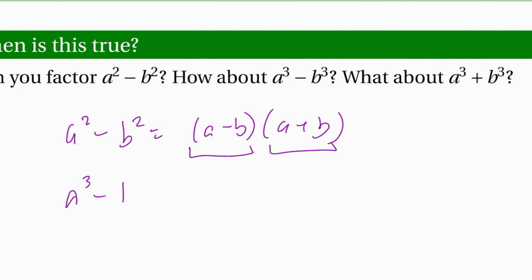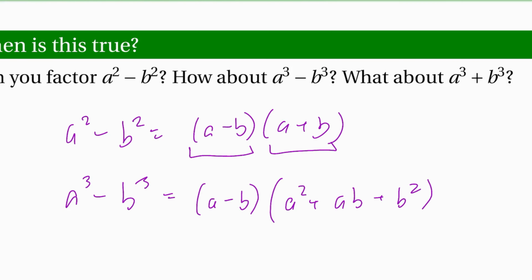Now let's look at a cubed minus b cubed. Notice that when b equals a, this result equals 0. So we can just try to factor out a minus b, and this factors out pretty nicely as a squared plus ab plus b squared. I'll save you the arithmetic, but that factors like that.